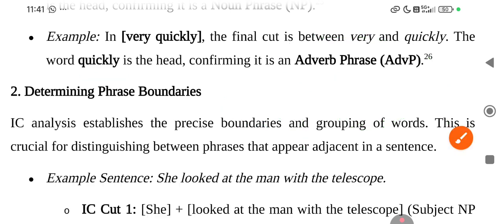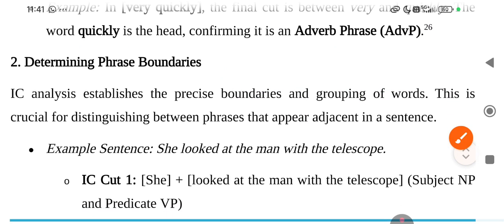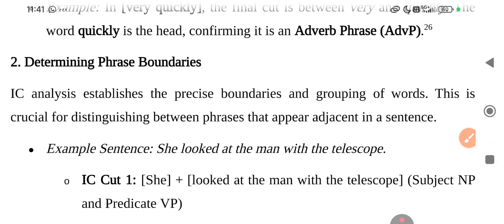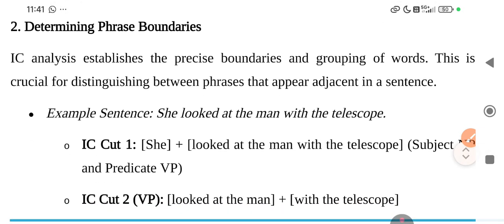So first of all we have to name the phrase. How do we name the phrase? When we make cuts between the words, we remove the determiners and modifiers. The remaining word will be the head word, and according to the head word, the name of the phrase is given. So that's the first step.